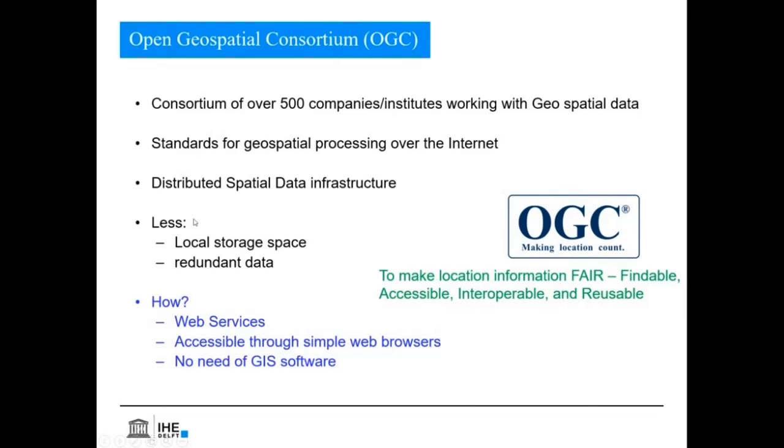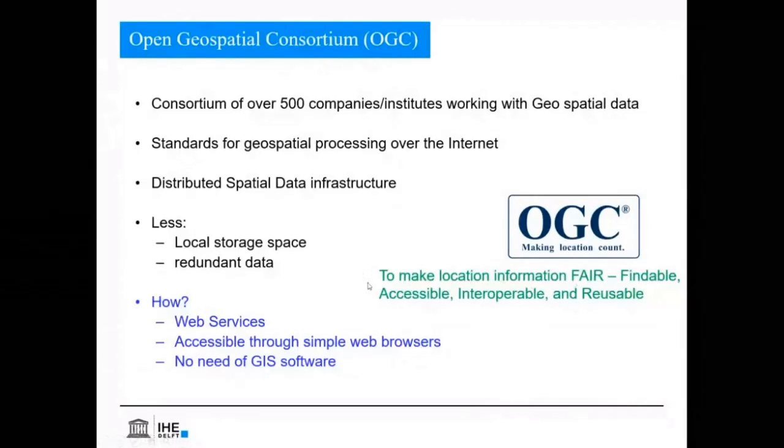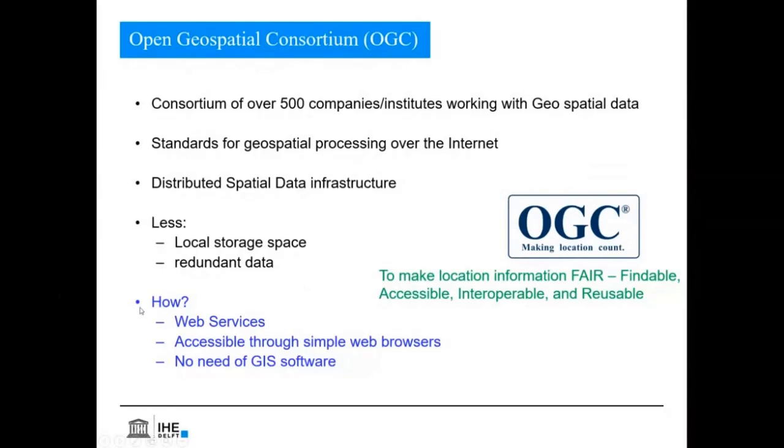The objectives were less local storage space. We don't have to store all our data in our machine, and also to avoid redundant data. The main goal of OGC is to make location information, the spatial information, findable, accessible, interoperable, and reusable. How? Web services, accessible through simple web browsers, no need of GIS software, but if you want to access it through GIS software like QGIS, it should also be possible.